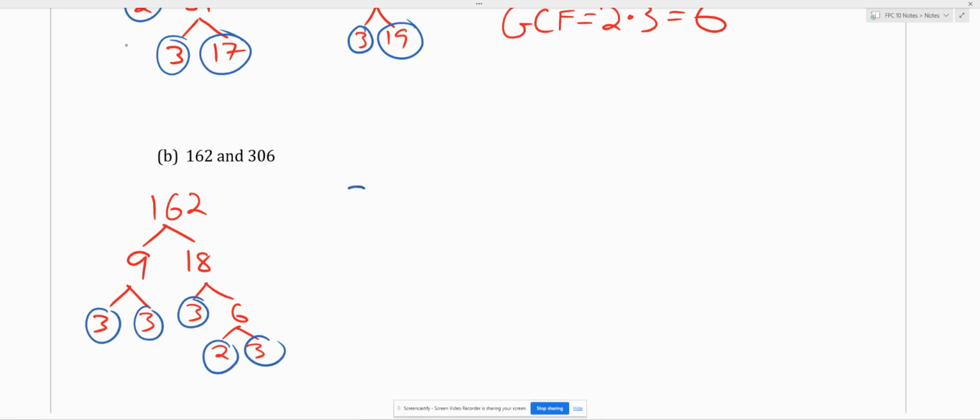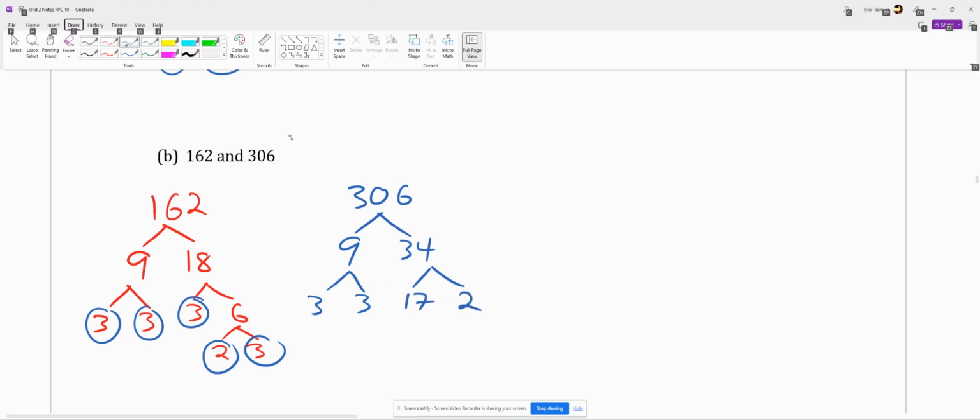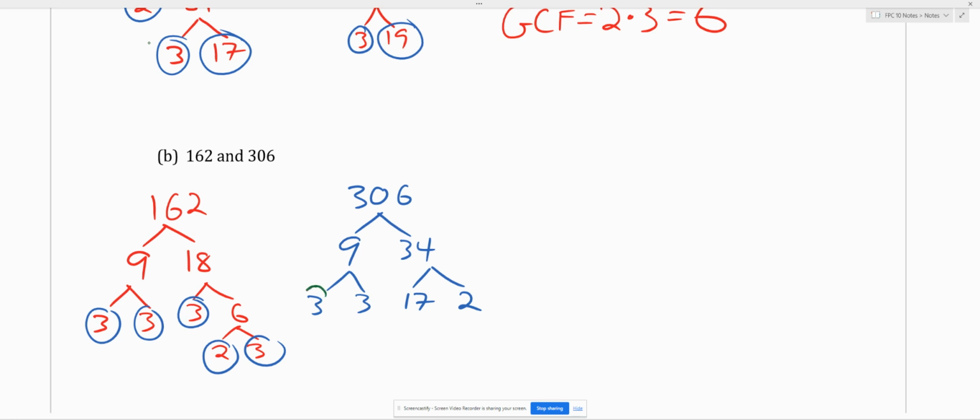And let's do 306. 306 is divisible by 9 as well, because 3 plus 0 plus 6 is 9. So that's 9 times 34. Again, 9 breaks into 3 times 3. 34 breaks into 17 times 2, which are both prime as well. So we again have 3, 3, a 2, and a 17 for our prime factorization.